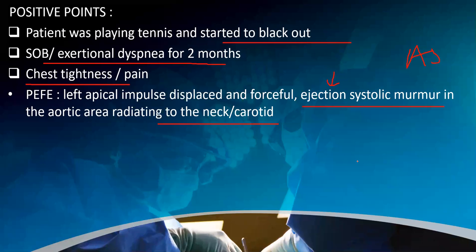If you get time, you can also ask, does the murmur change with position or respiration? And what is the intensity of the murmur? But these are not very important. This is very important to know the type of murmur, like is it systolic or diastolic? If systolic, then is it ejection systolic or hollow systolic? Ejection systolic is aortic stenosis, hollow systolic is mitral regurgitation.